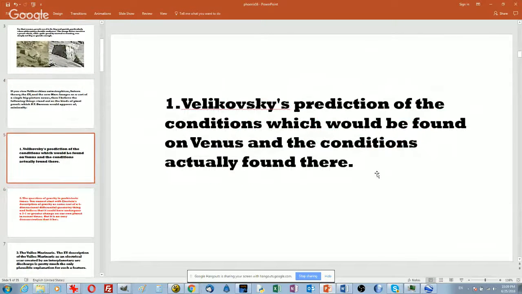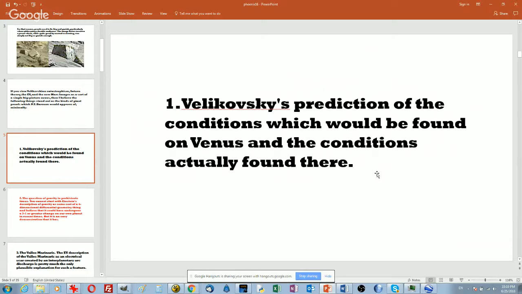You've got Velikovsky's prediction of the conditions which would be found on Venus and the conditions which are actually found there. These predictions were made in about 1950, when what was being taught all over the world was that Venus was a sister planet of the Earth, that Venus and Earth shared a similar history, that Venus would be 15 degrees warmer than the Earth at any particular latitude. What Velikovsky claimed was that Venus would be candescently hot because of its recent formation, right? It's a new planet, it hasn't had time to cool.